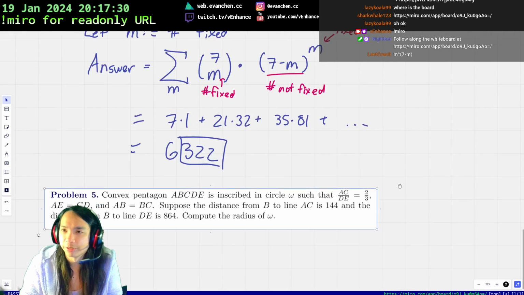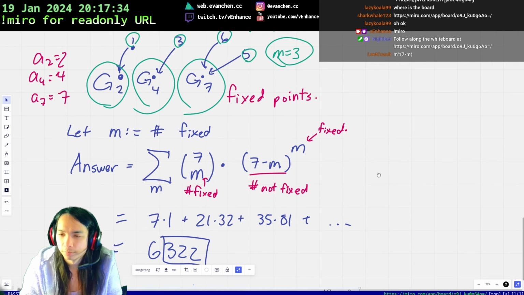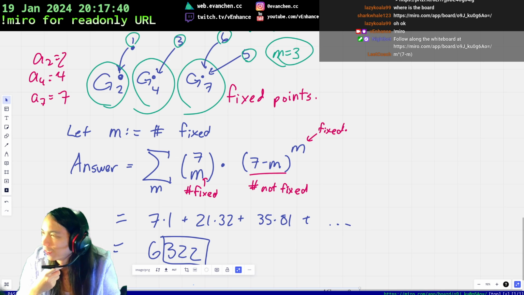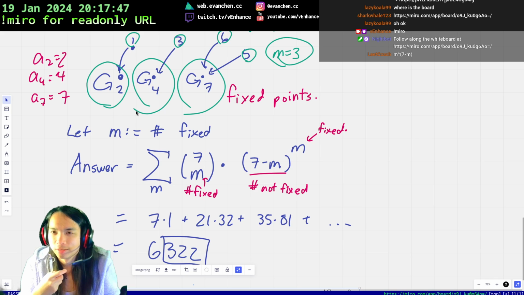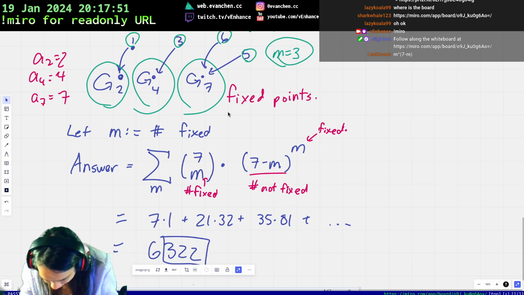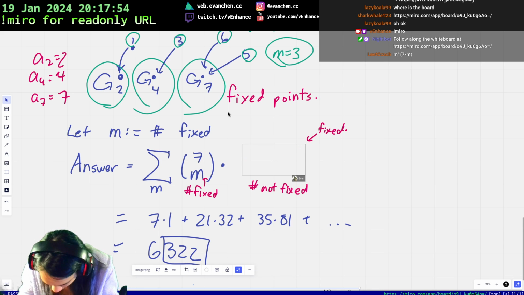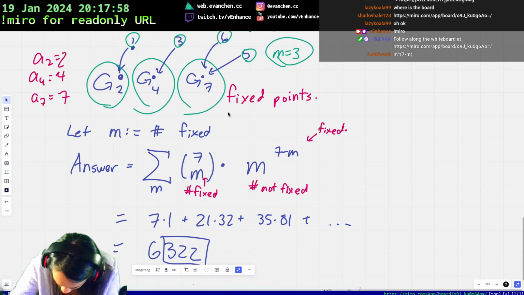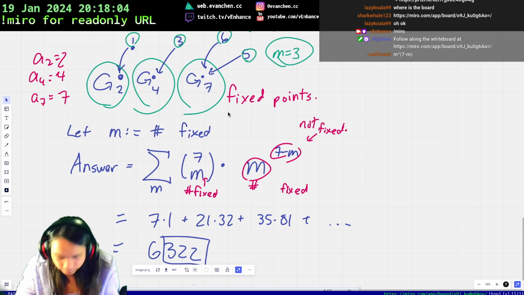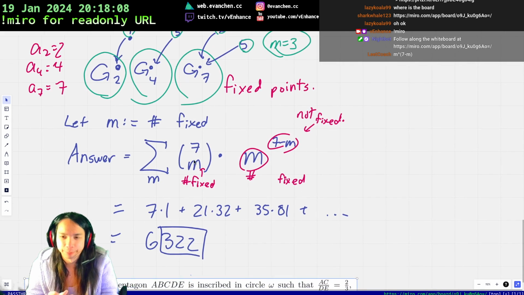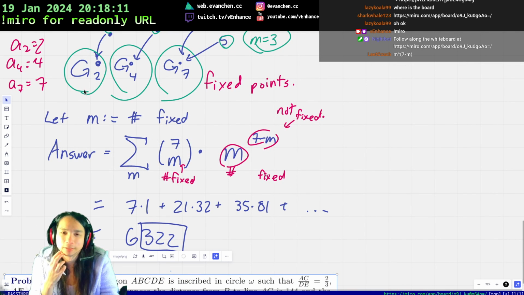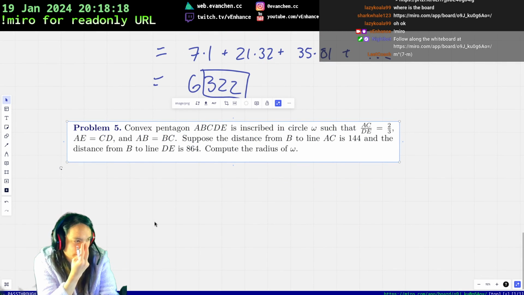All right, so did I mess up? M to the 7 minus m. Hang on. Is it m to... You're right, sorry, m to the 7 minus m. My bad. Yeah, sorry, this is not fixed and this is number fixed. Ends up not mattering because 7 choose m is symmetric. But in this notation, the not fixed points is the exponent, the choices are the fixed points. My bad. Thanks for the catch, coach.